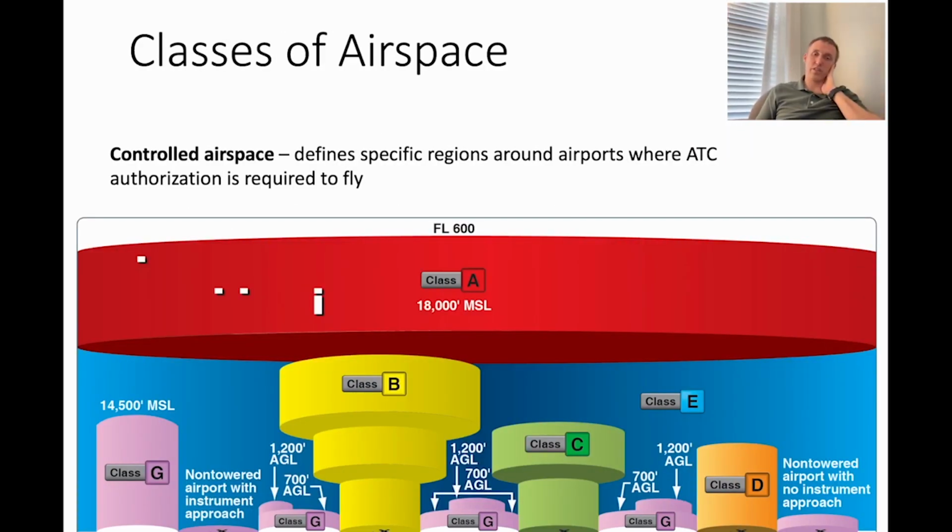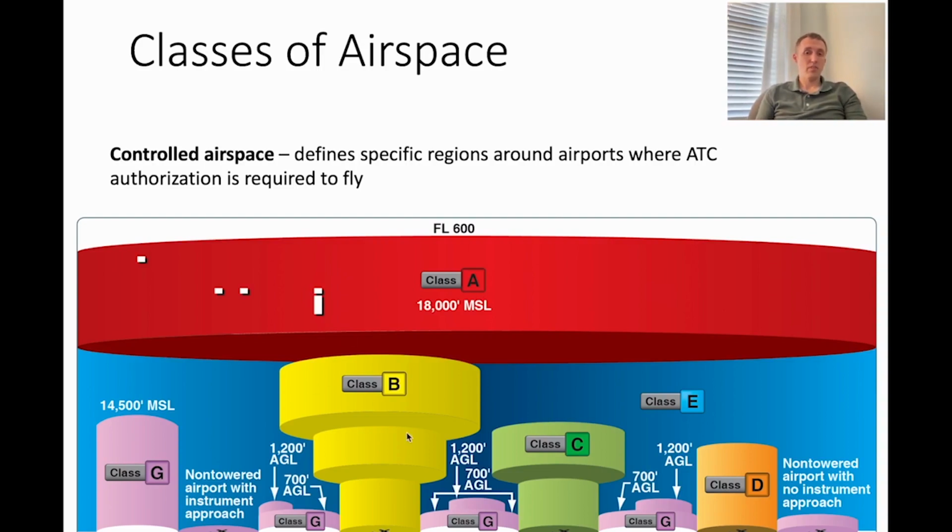So here again is the chart that I showed at the beginning. Controlled airspace is specific regions around airports where air traffic control authorization is required to fly. And this is true not just for unmanned aircraft pilots, but also for manned aircraft pilots, in particular in Class A and Class B airspace. If you're a manned aircraft pilot, you're going to be getting authorization to enter those zones. You can see there are some different shapes to these classes. Class A is above 18,000 feet mean sea level. That's going to be high altitude aircraft, usually larger aircraft, with very little drone operations in that area.